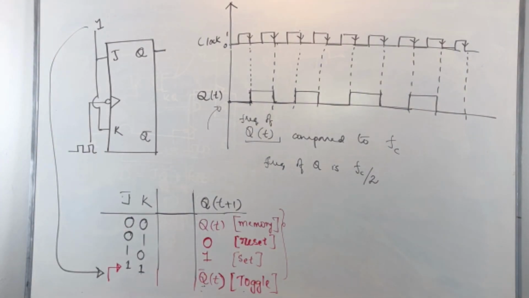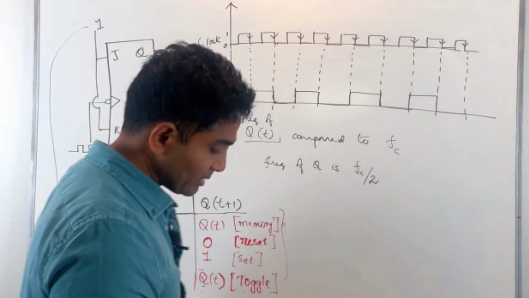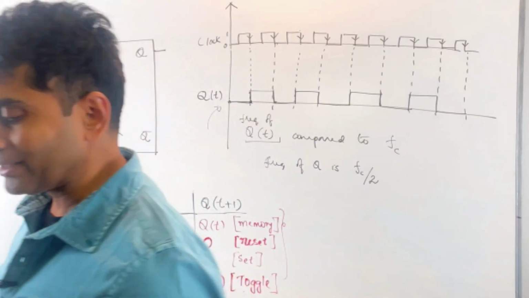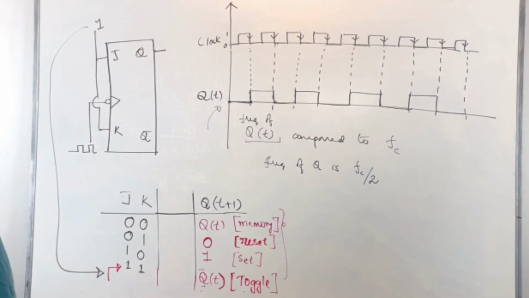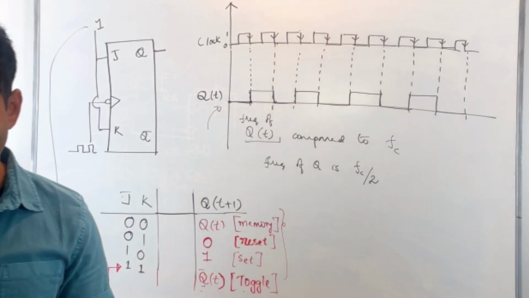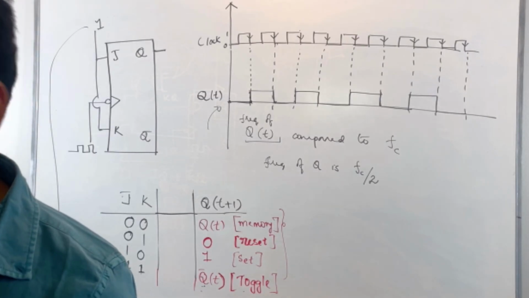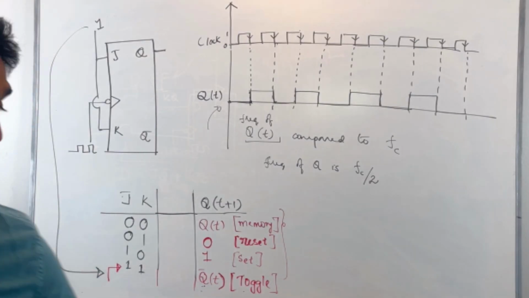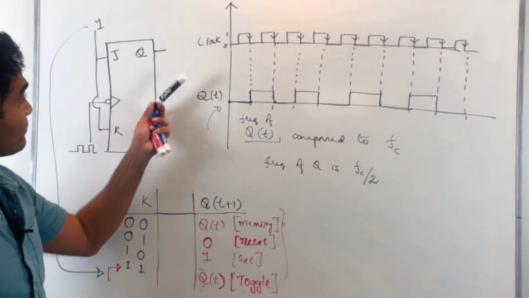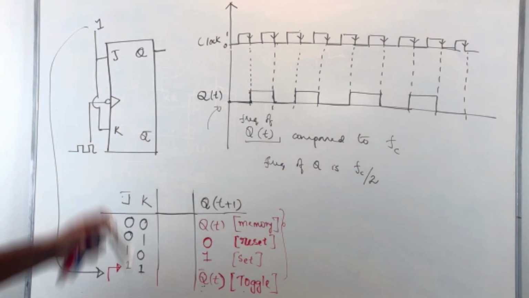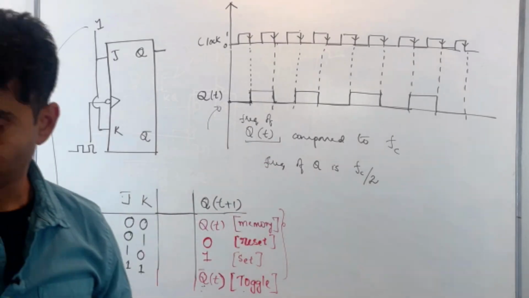Again, in any system that you're designing, you cannot have any component that is running at a frequency larger than the clock, right? Your master clock is the one that determines the speed, and everything else runs at that speed or less than that speed. So in this case, the frequency of this particular output, once J and K are both tied at 1, is FC over 2.